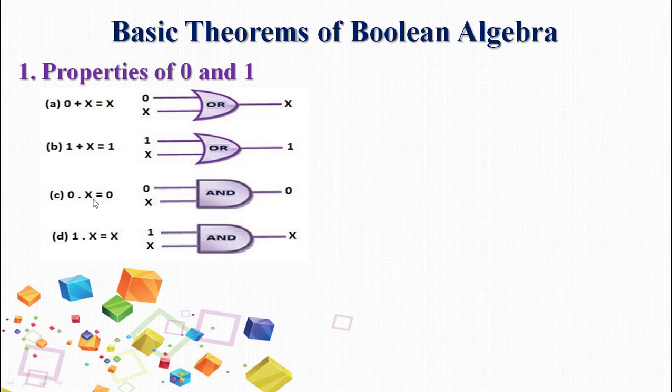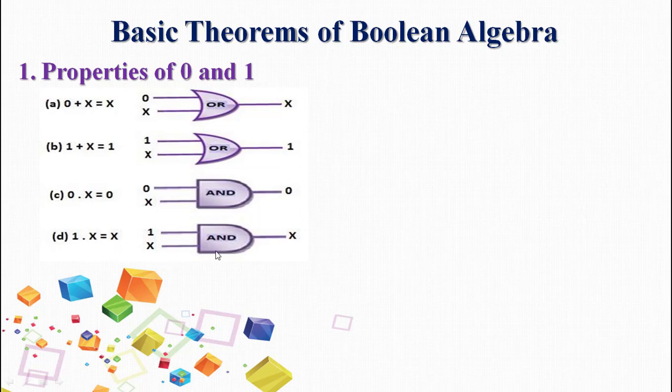So 0 multiplied by anything is always 0. Two input lines are there. Dot is nothing but logical multiplication, and logical multiplication is implemented by AND. This is the circuit diagram for the AND operation. So 0 multiplied by x produces 0 as its output. This is the circuit diagram. So the next one is 1 multiplied by x is equal to x.